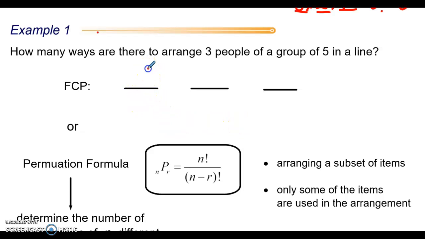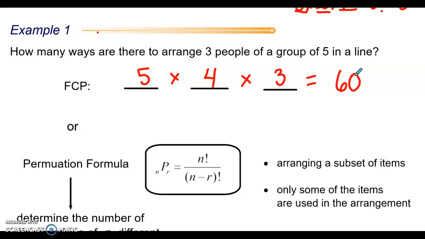So again, there are 5 ways to pick one person to put in position 1 in that line. Once somebody has been placed in that position, there are now only 4 people to choose from to place in position 2. And again, same reasoning, there are now 3 people left to choose from to put one person in that last position. And our fundamental counting principle tells us that we can find the number of total possibilities by multiplying all of those options together, and that gives us 60.